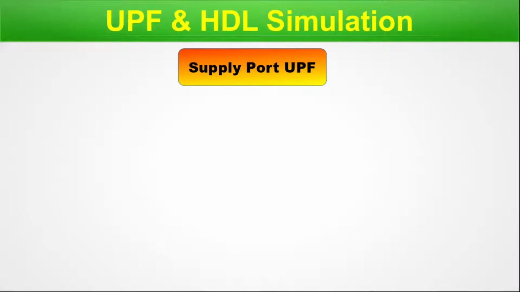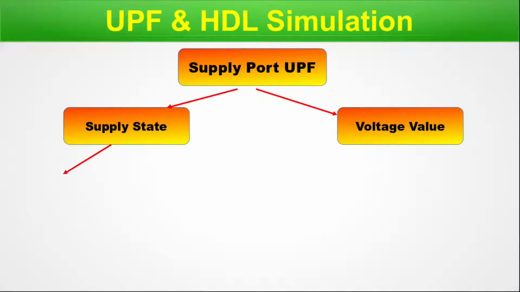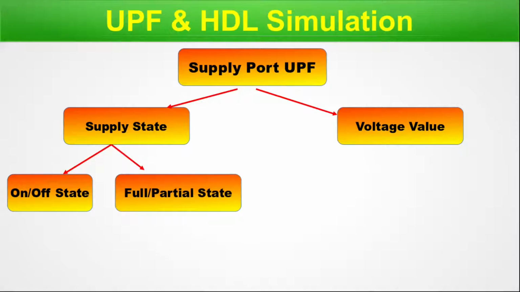UPF and HDL simulation. In this slide, we will discuss how in a live actual design, any change in the power or ground voltage value is automatically taken care of by UPF during both the design as well as the verification stage. So this is our supply port UPF, which has two parts. First, supply state, second part, voltage value. Now the supply state has off state or on state, and full state or partial state. So these are the two states. Any supply port of UPF will consist of all these attributes.